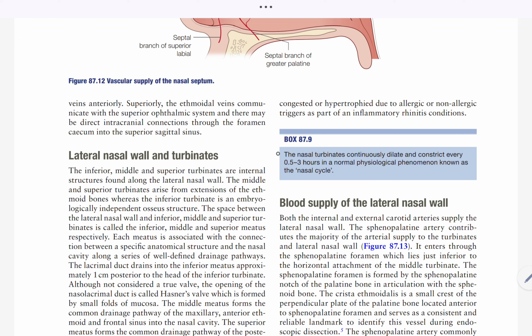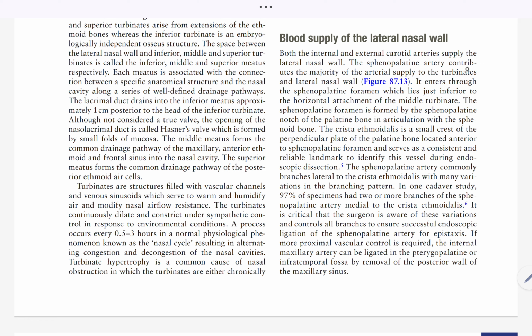Blood supply of the lateral nasal wall. Both the internal and external carotid arteries supply the lateral nasal wall. The sphenopalatine artery contributes the majority of the arterial supply to the turbinates and lateral nasal wall. It enters through the sphenopalatine foramen, which lies just inferior to the horizontal attachment of the middle turbinate. The sphenopalatine foramen is formed by the sphenopalatine notch of the palatine bone in articulation with the sphenoid bone.